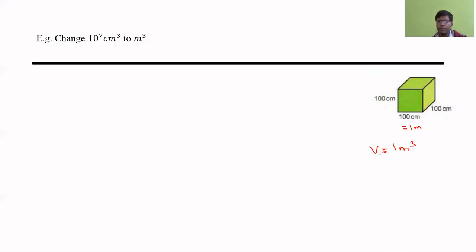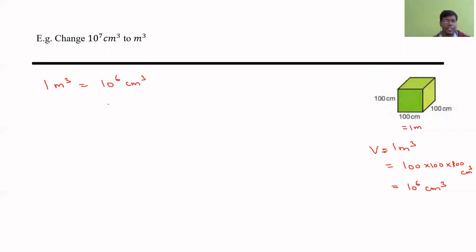Fine. So we know if the volume is 1 meter cube, to convert that volume into centimeters, I can write it as 100 centimeter multiplied with 100 centimeter multiplied with 100 centimeter. So this will be 100 multiplied with 100 multiplied with 100, and units will be centimeter cube. So this is 10 power 6, because 2 zeros, 2 zeros, 2 zeros, 6 zeros, centimeter cube. So 1 meter cube is equal to 10 power 6 centimeter cube.